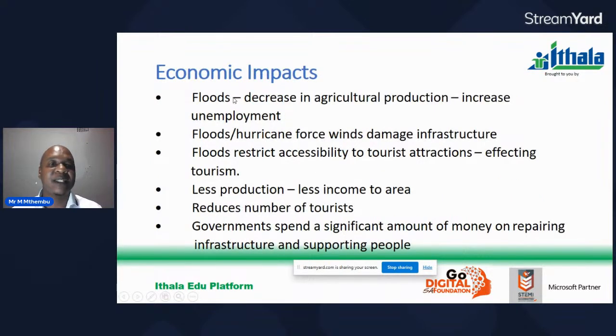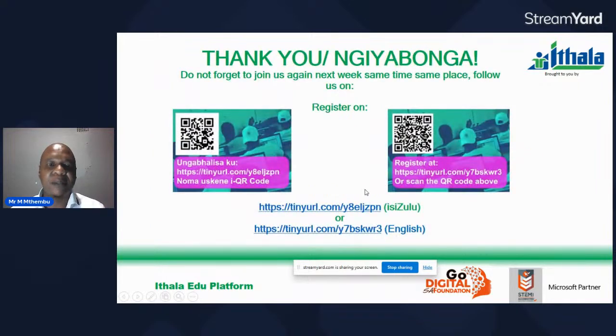Okay, economic impacts. Floods will decrease agricultural production, which will lead to a decrease in employment. Floods and hurricane force winds damage infrastructure. Floods restrict accessibility to tourist attractions, which will affect tourism in the area. Less production will lead to less income into the area, and a reduced number of tourists. Government spends a significant amount of money on repairing infrastructure and supporting people.